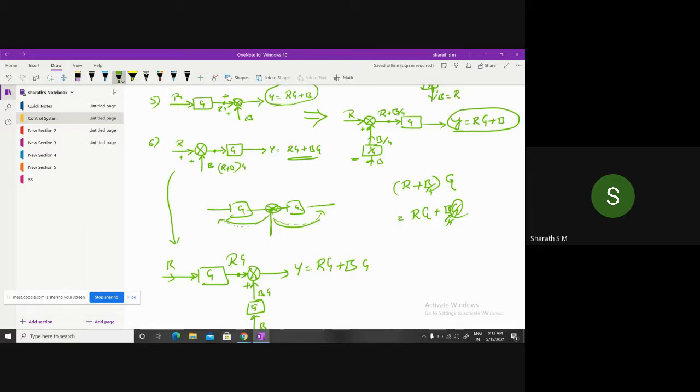So these are the 6 cases we can observe to solve the block diagram. So write down.